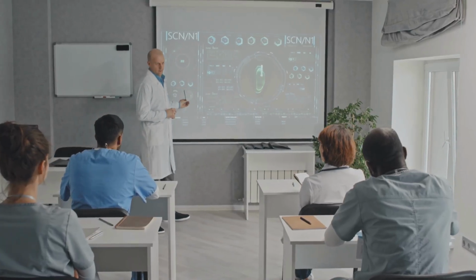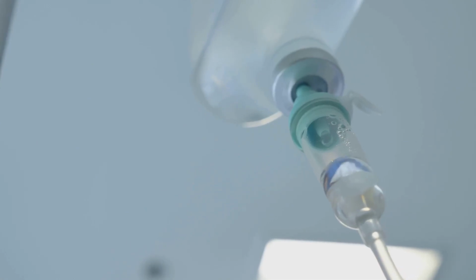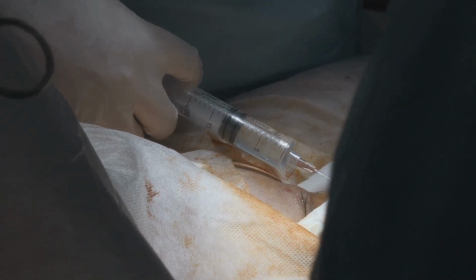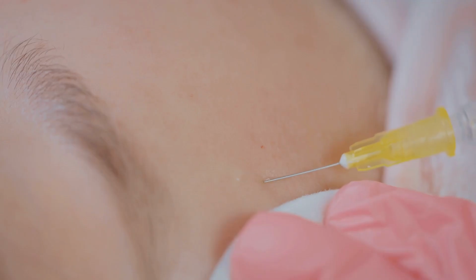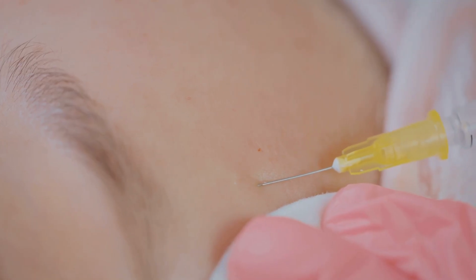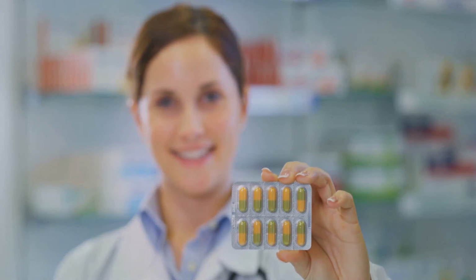Routes of administration. Medications can be given in several ways: oral, by mouth; intravenous, IV, directly into the vein; intramuscular, IM, injected into muscle; subcutaneous, SC, under the skin; topical, applied to the skin. Correct dosing depends on the patient's age, weight, kidney function, and condition being treated. Overdose or underdose can cause harmful effects or render the medication ineffective.